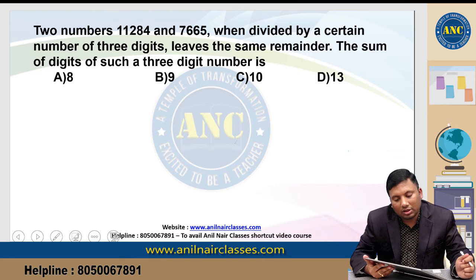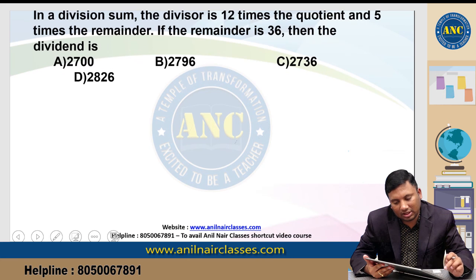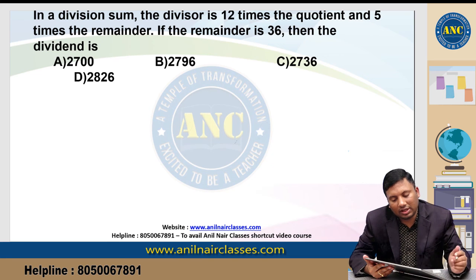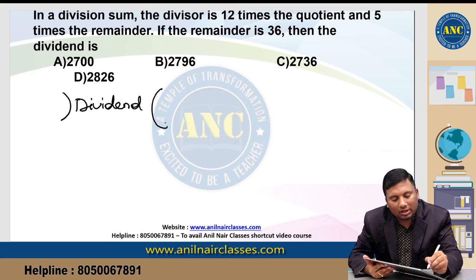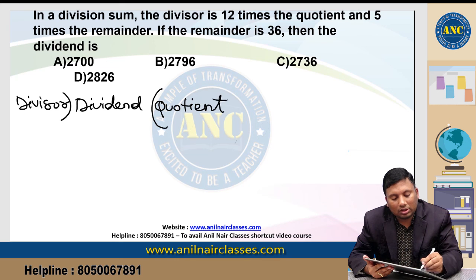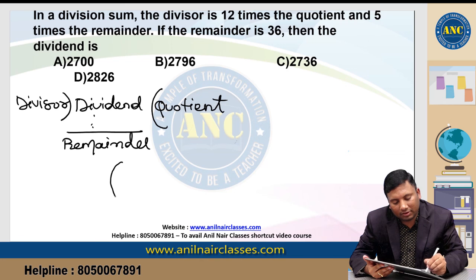Next, this is an HCF question. Now, this is the idea. The number which is getting divided is called dividend. This is the divisor, this is the quotient, this is the remainder. Dividend equals divisor into quotient plus remainder. Now we will do one by one.